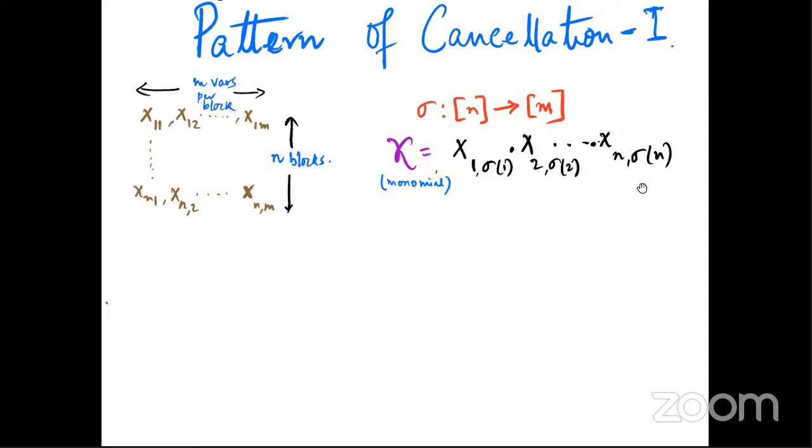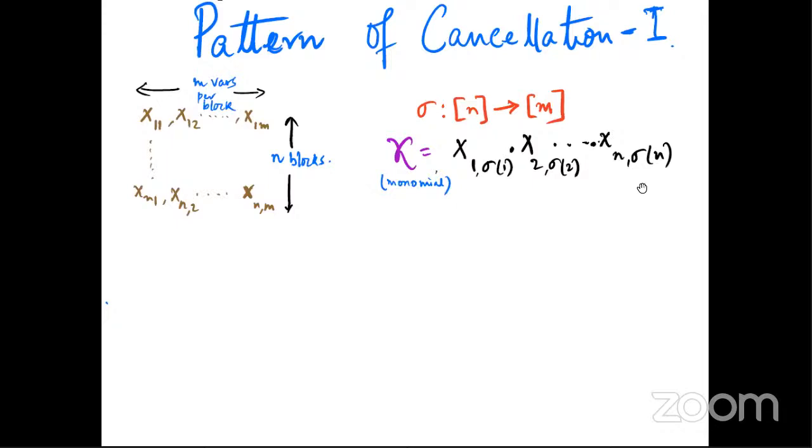So what do I mean by the pattern of cancellations? I want to understand what the coefficients of these monomials will look like, what kind of things are happening. Now notice, each of these depth 2 circuits, what were they doing?